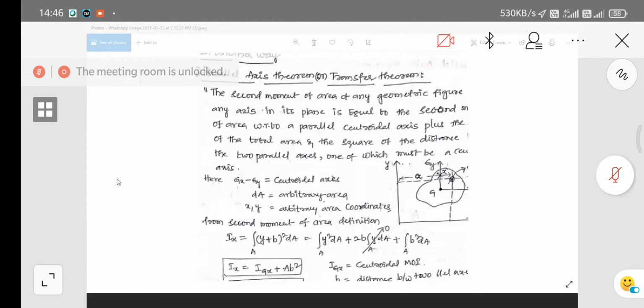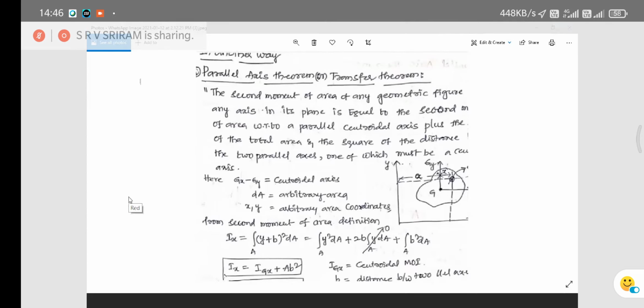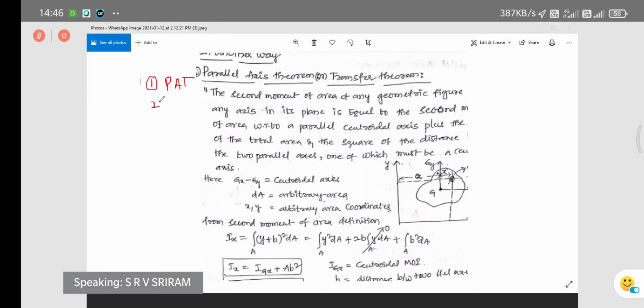Important here. In order to find out your moment of inertia, generally for plane geometric figures or otherwise irregular geometric figures also, we will apply these two theorems. First, the parallel axis theorem. The second one is the perpendicular axis theorem.